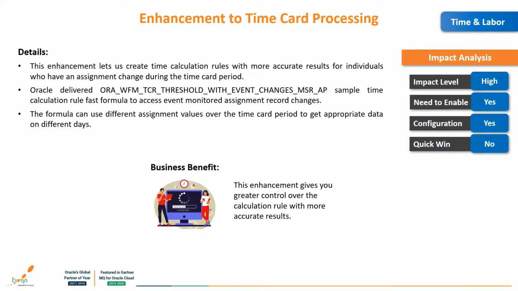So any assignment changes that have happened in the time card period, we will be able to access and do our time calculation rules according to the HR data which is available. We can create a custom formula based on this sample formula and enhance our business rules in the time calculation rule templates. This provides greater control and we can provide accurate results in the time calculations. Earlier we had issues when we were trying to access the HR data when assignment changes happened, but now this sample has been provided by Oracle itself.